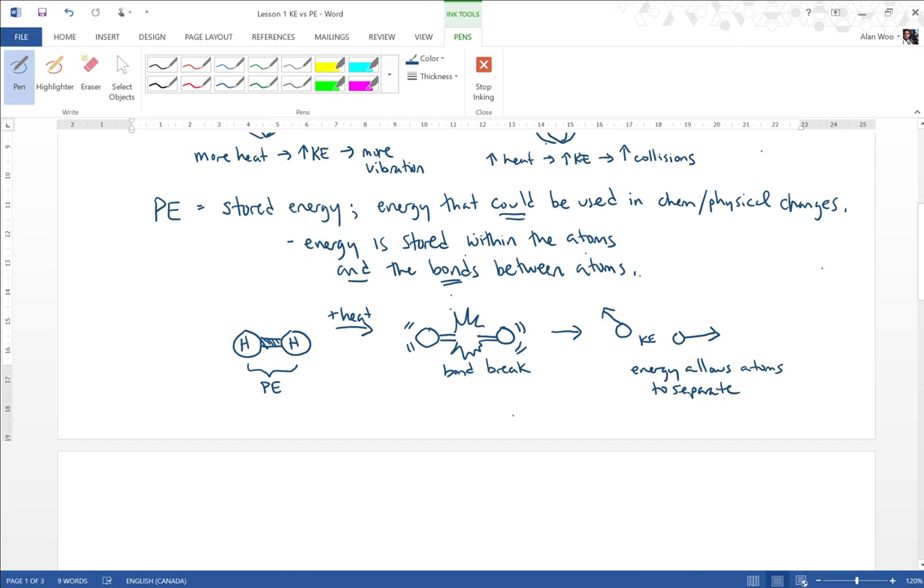Now, if I just change my pen color here, if potential energy can be turned into kinetic energy in this way, what happens if we go backwards? Okay. What happens if two atoms start coming closer to each other? Right? So let's say they start coming closer to each other. Okay. The next thing that will happen is that instead of breaking bonds, they will start to form bonds.